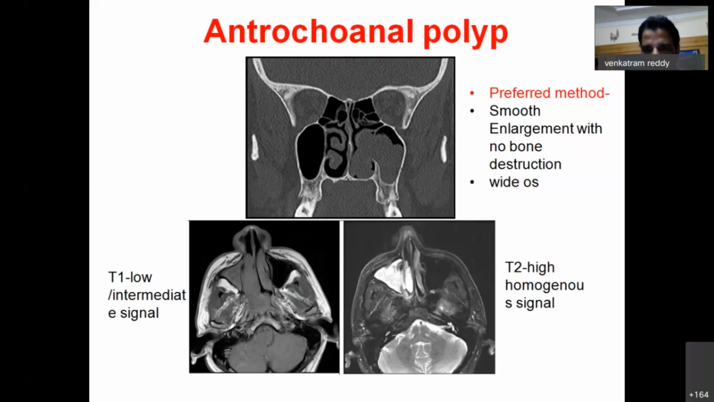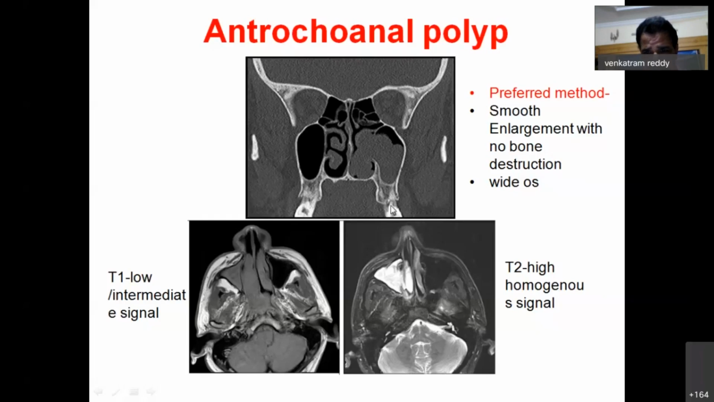Of antrochoanal polyp. How does it show? It shows as a smooth, homogeneous enlargement with little lobulations here and there, with a wide posterior frontal accessory ostium, a smooth enlargement, no bone destruction. The bone is absolutely clear all around. A soft, lobulated, homogeneous opacity with a clear bony outline and no destruction usually gives a diagnosis of antrochoanal polyp.